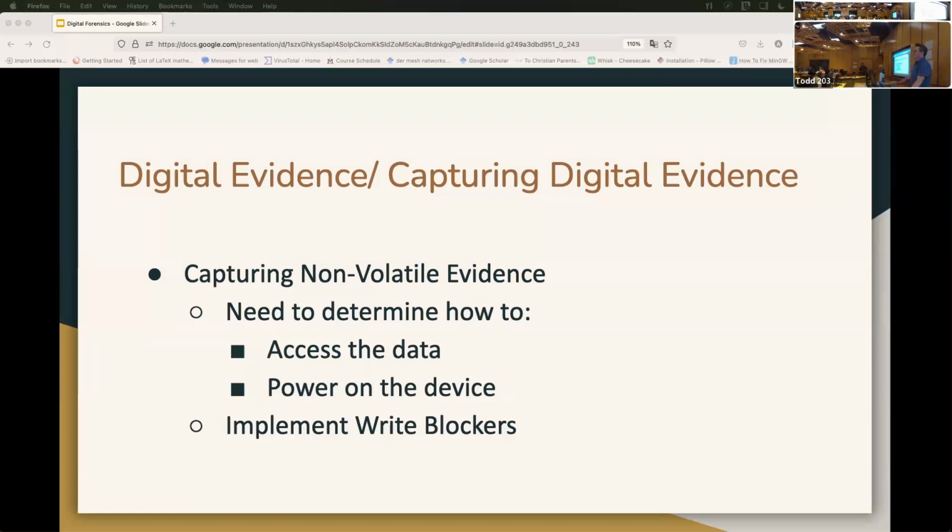Because maybe somewhere down the line, a quantum computer breaks the encryption. We have that evidence, right? We have that data that we can mess with.